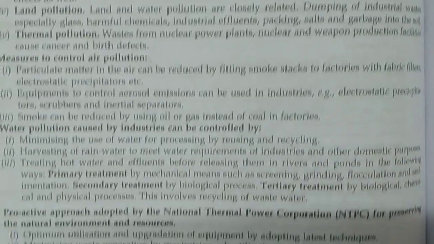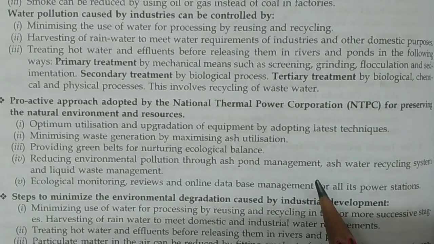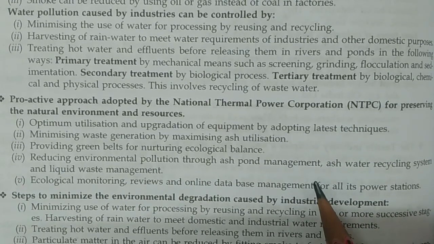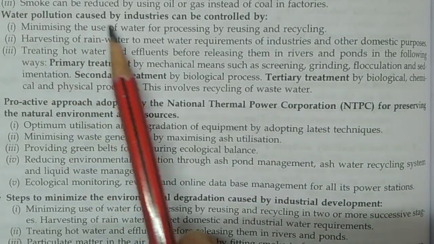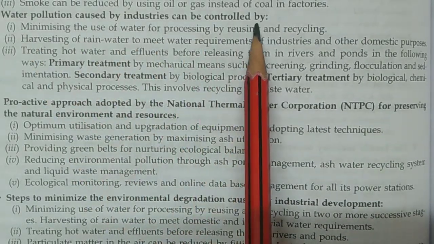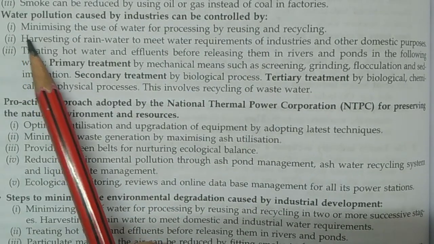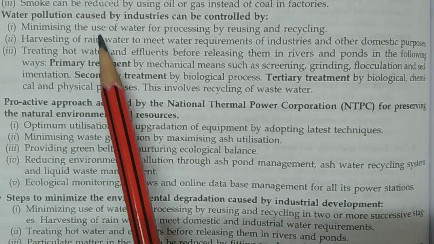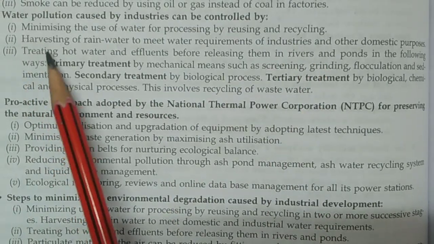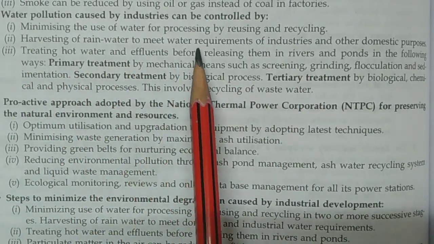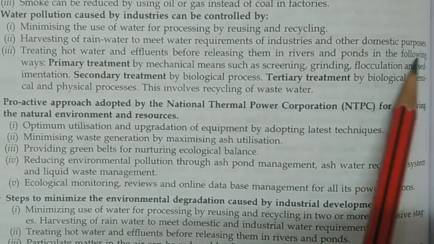Now we are covering water resources. Water pollution caused by industries can be controlled by, how we can control water pollution. So number one, minimizing the use of water for processing by reducing and recycling. Second, harvesting of rainwater to meet water requirements of industries and other domestic purposes.